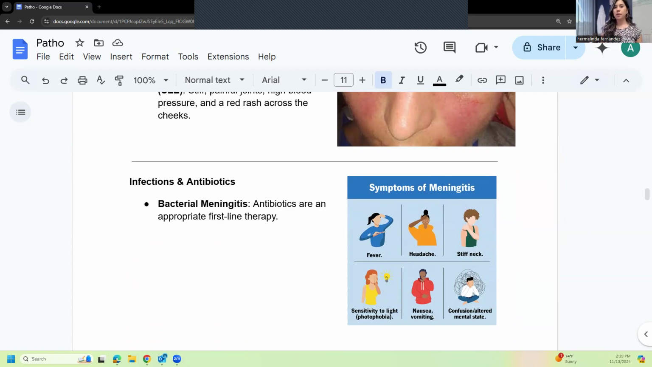Okay. For bacterial infections, like bacterial meningitis, antibiotics are typically the first line of treatment. This is because they're an effective way against these bacteria. So this will not be viral infections, okay? So bacterial meningitis, antibiotics would be good for bacterial meningitis.